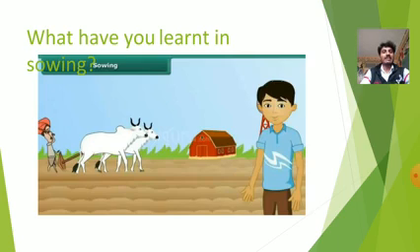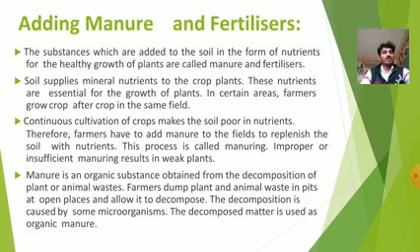What have we learned in sowing? Adding manure and fertilizers. The substances which are added to the soil in the form of nutrients for healthy growth of plants are called manure and fertilizers. The soil supplies minerals and nutrients to the crop plants. These nutrients are essential for the growth of plants.